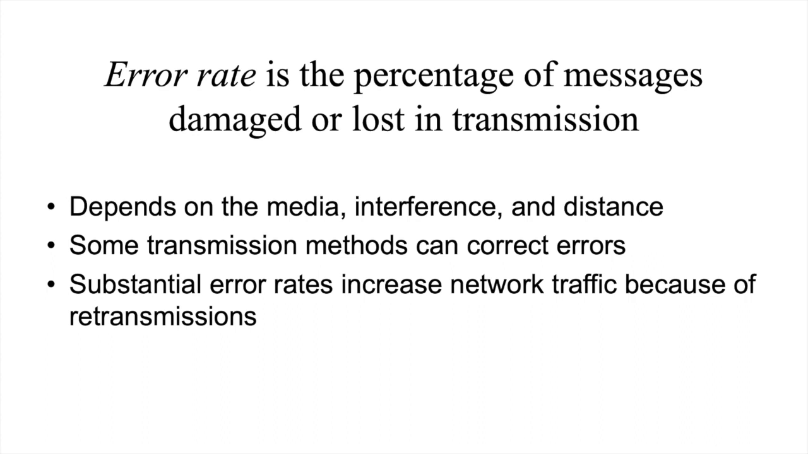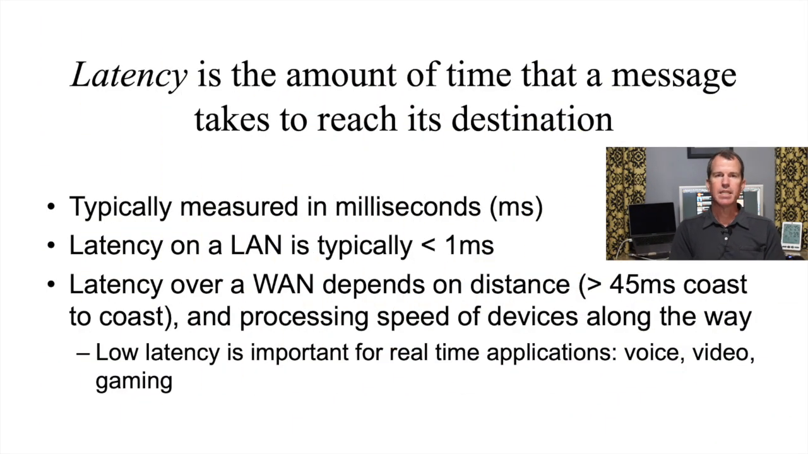If there's substantial error rates, it increases network traffic, and it can sometimes cripple a network because of retransmissions. So anytime you're transmitting something and it doesn't get through because of an error, it's going to be retransmitted, and you've basically wasted that network space. So, error rate. All right, next up is latency.